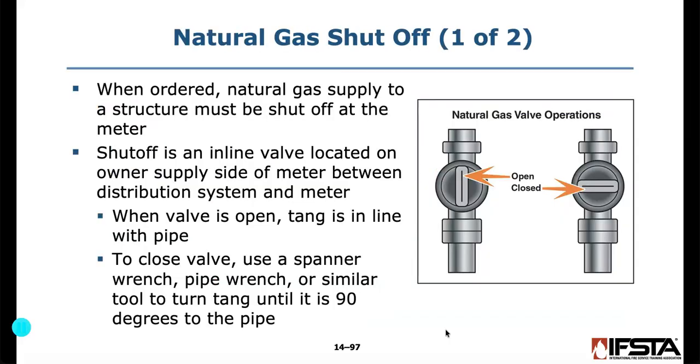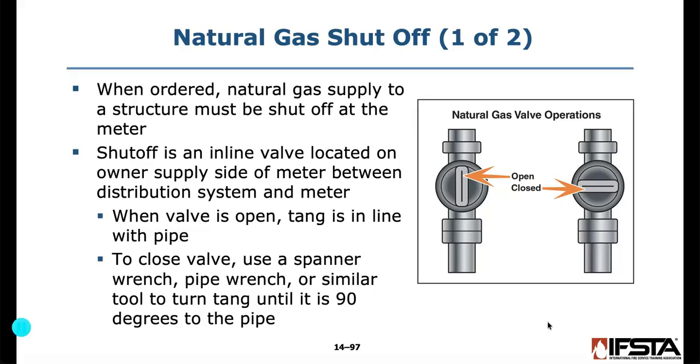Natural gas shutoff. All of your shutoffs typically have a valve like this where open is in line with the pipe, and closed is perpendicular to the pipe, to the flow of the gas, all right? When you shut it off, you want to make sure that you have a pair of channel locks or some kind of other wrench, a pipe wrench, that you can use to close those. Different valves for different size meters, right? The bigger the meter is, the harder it's going to be to close with a pair of channel locks, right?